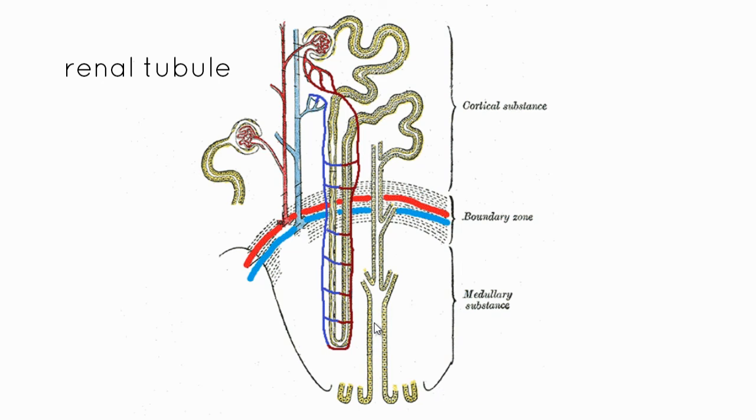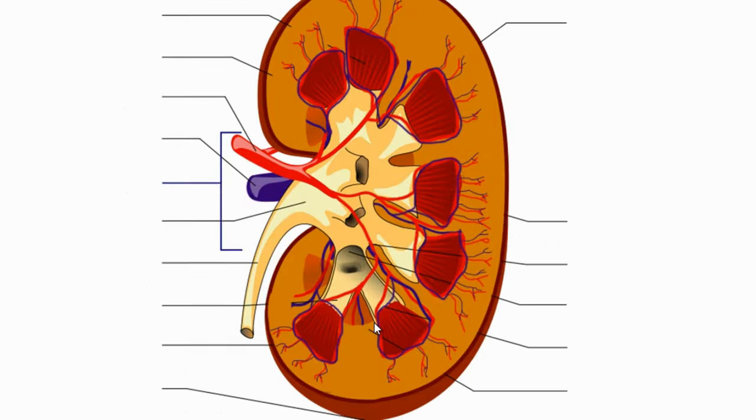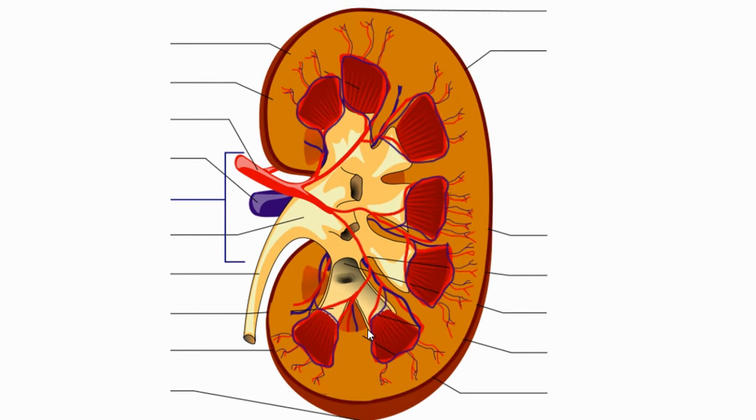So there are three sort of basic parts of the nephron. You've got the renal corpuscle consisting of the glomerulus and Bowman's capsule, and then you've got the renal tubule, and then the collecting duct at the end. So how does the nephron fit into our picture of the kidney? Well, I'll show you that now.